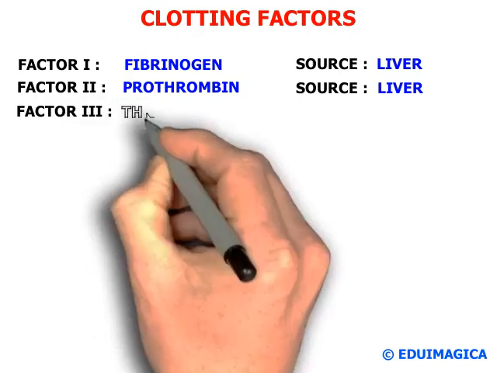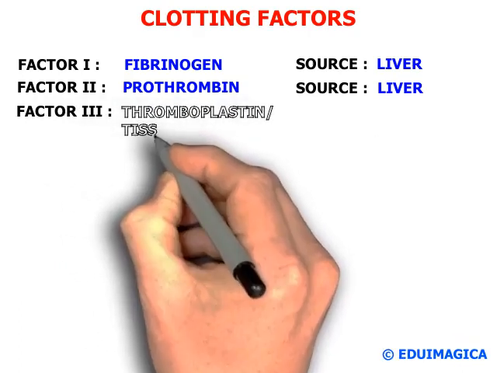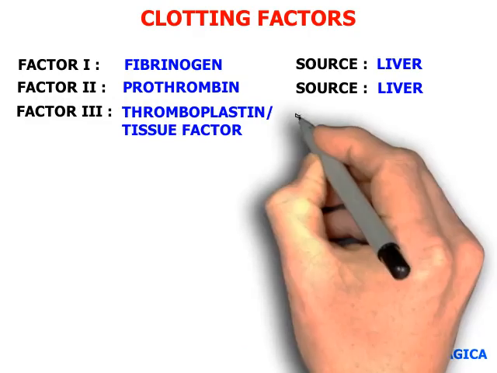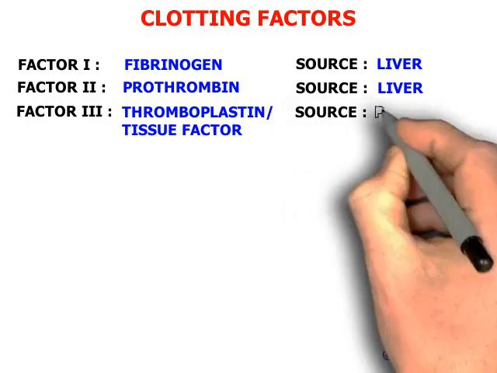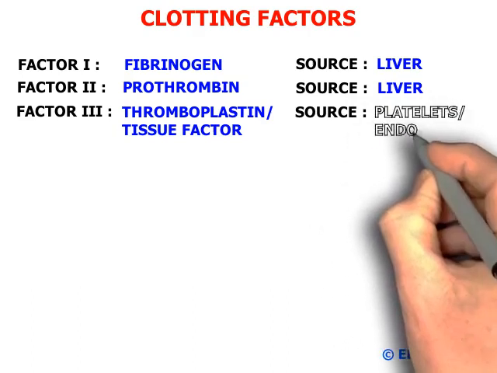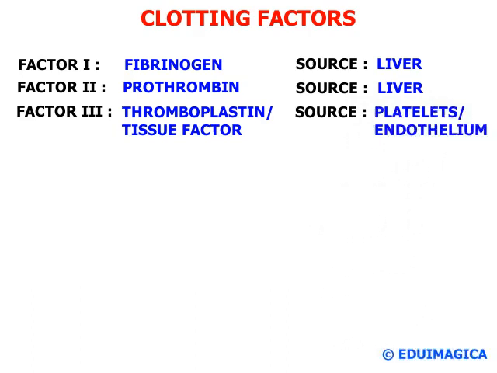Now let's talk about the factor number 3, that is known as thromboplastin or the tissue factor. The source for the thromboplastin or the tissue factor is platelets or the endothelium. This factor is involved in the initiation of the intrinsic pathway. Whenever there is trauma to the blood vessel, the factor number 3 is released, which starts the intrinsic pathway.